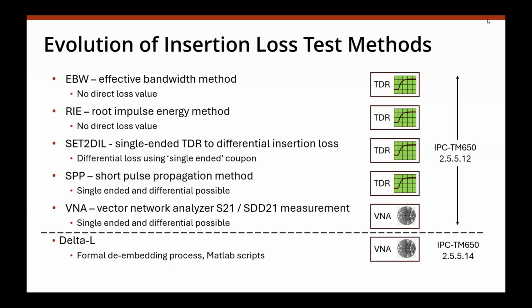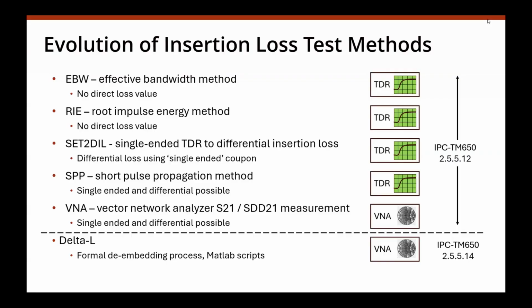They were just comparative types of methods. When Intel came up with Set2DIL, which was a quick and easy method, making it easier from a probing point of view, IBM brought SPP into the game, which was quite time-consuming, but quite accurate. And the IPC document listed one VNA-based method, basically testing S21 for single-ended and SDD21 for differential.